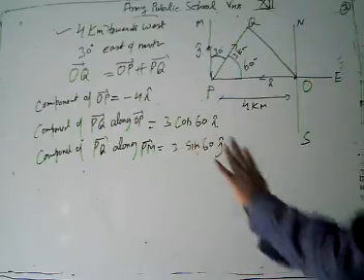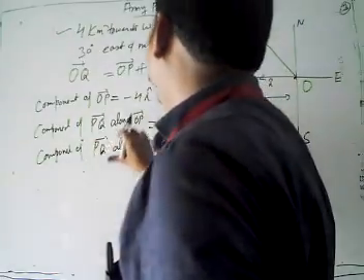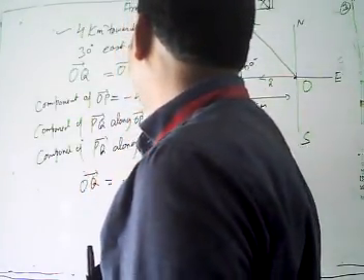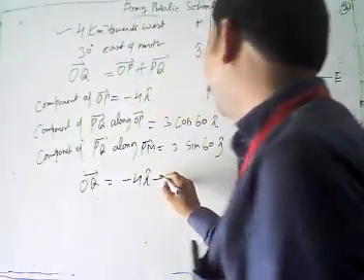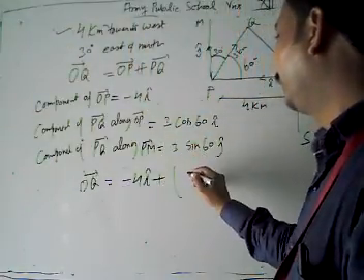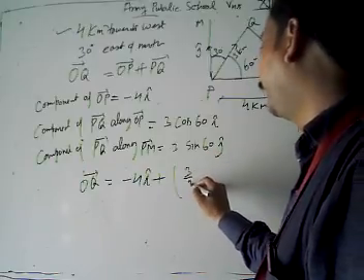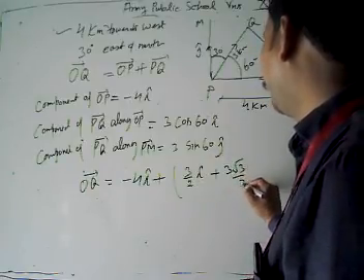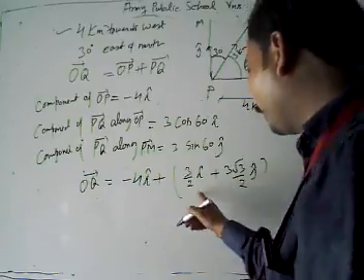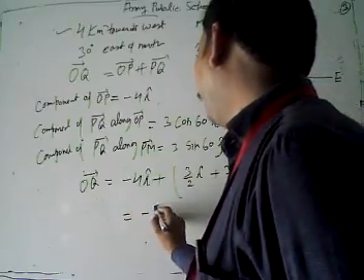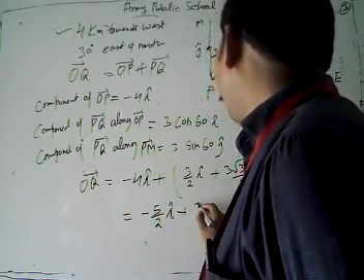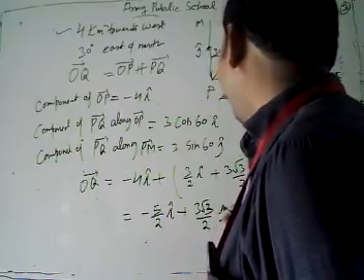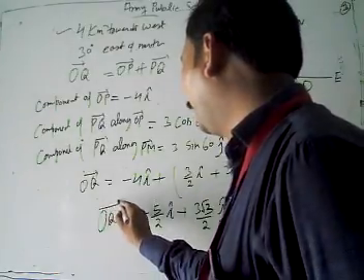Now look, we have the values of PQ and OP, so vector OQ is given by minus 4 i cap plus these two values. Cos 60 is 1 by 2, so 3 by 2 i cap, plus 3 sin 60, which is root 3 by 2, so 3 root 3 by 2 j cap. Finally we solve it: minus 8 plus 3 gives minus 5 by 2 i cap plus 3 root 3 by 2 j cap. Now we get our vector OQ.